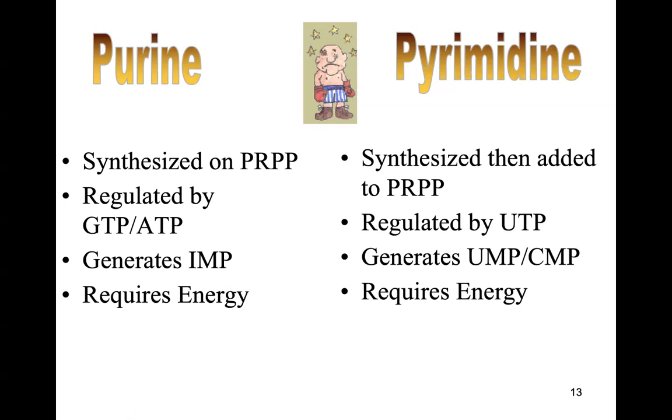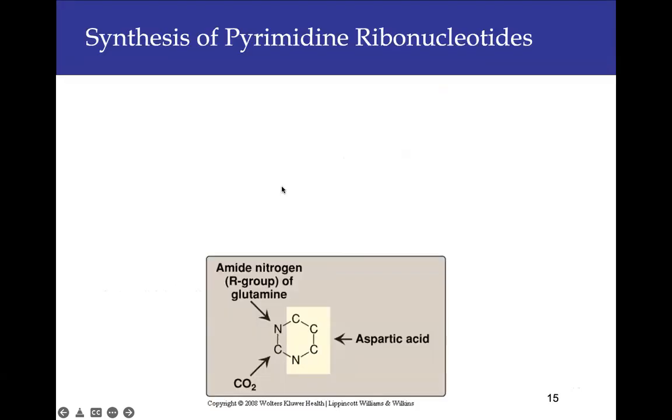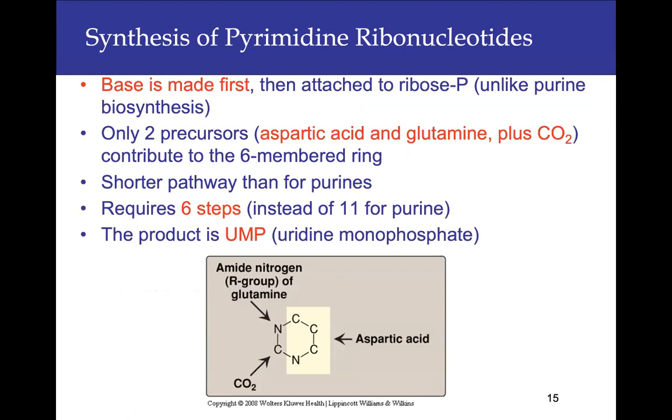All right, also both processes require energy, but pyrimidine synthesis requires less energy because all these pyrimidines have only a single ring, whereas the purines have double rings. All right, so synthesis of pyrimidine ribonucleotides. Like I mentioned earlier, the base is what is made first. Then it is attached to the ribose phosphate. So it's the opposite of purine biosynthesis.